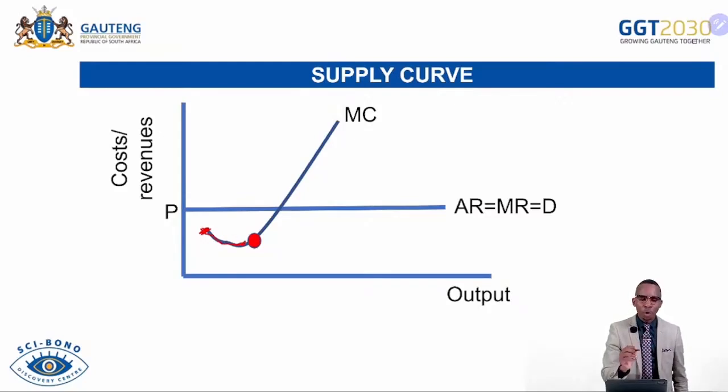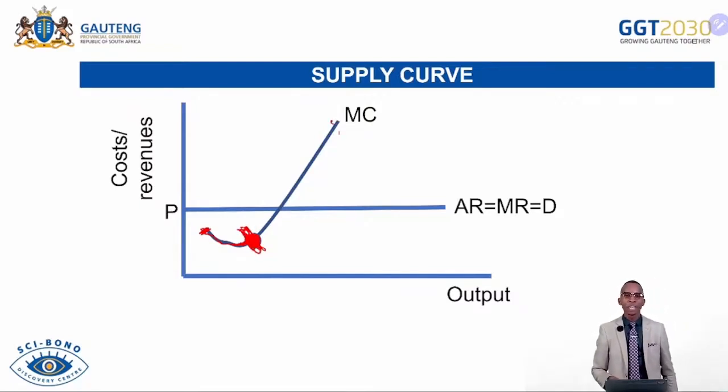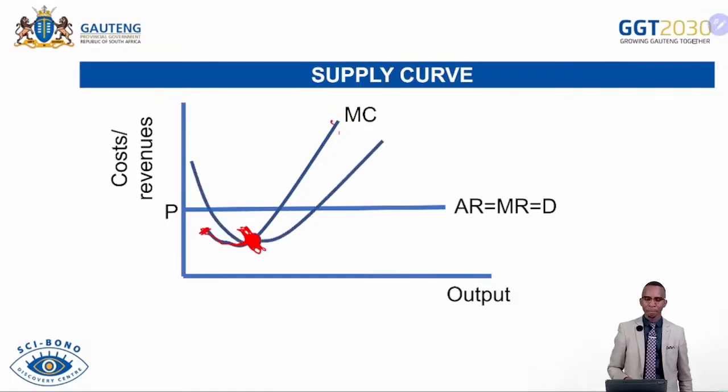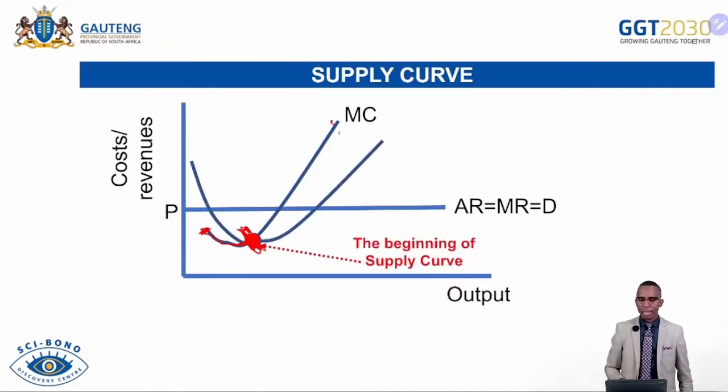The supply curve will always begin at the upper point of the marginal cost, where the marginal cost is simply sloping up. That is the beginning of the supply curve. So the supply curve for the perfect market begins at this point and goes up there. That is known as the supply curve for the perfect commodity firm or the perfect market. There you see the beginning of the supply curve for the perfect market.